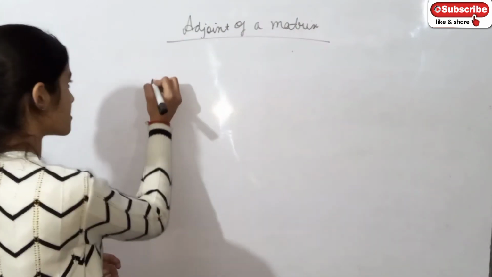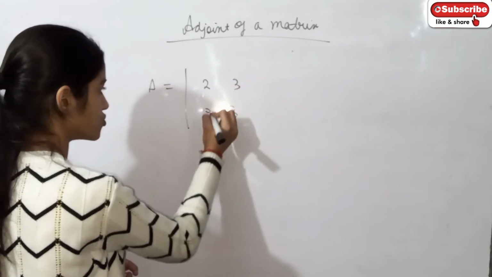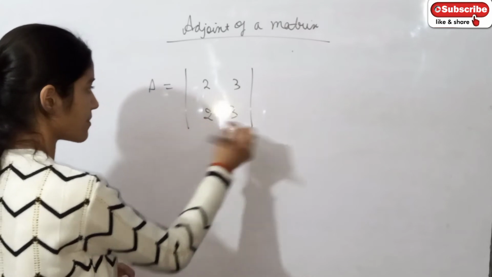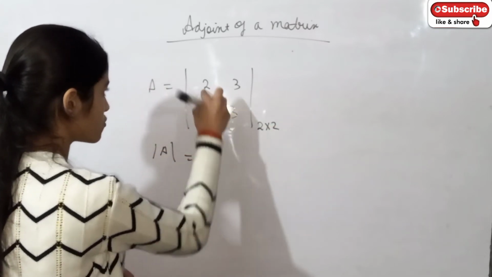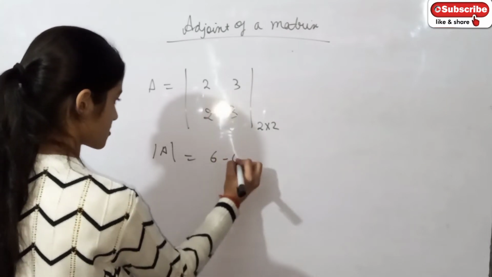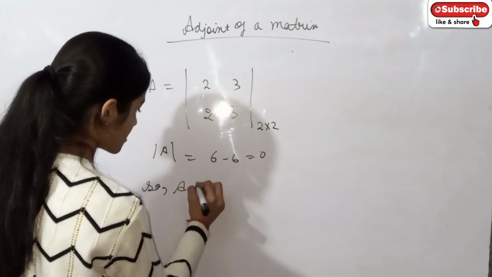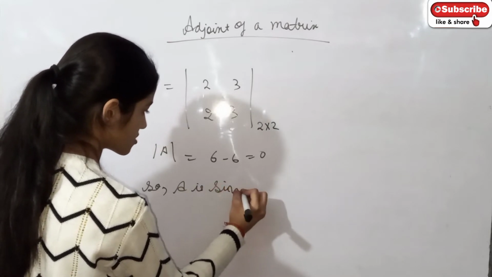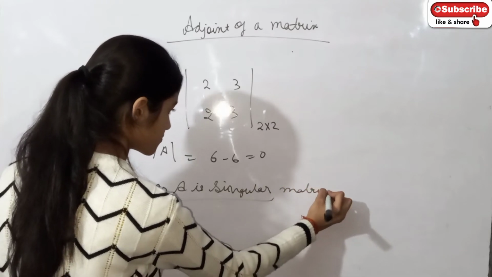Suppose A is a matrix 2, 3, 3, 2. Suppose this is the matrix of order 2 cross 2. Mod of A is 3 2s are 6, minus 2 3s are 6, which is equal to 0. So we can say that A is a singular matrix. Then our A will be a singular matrix.